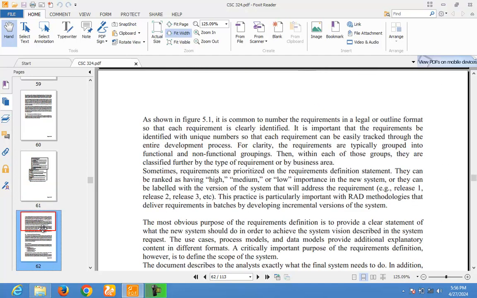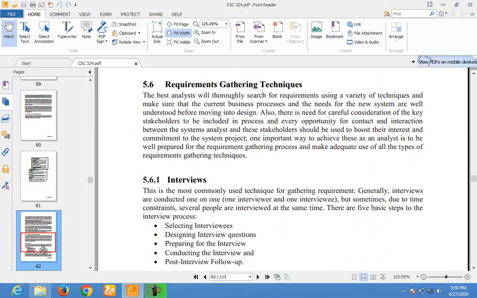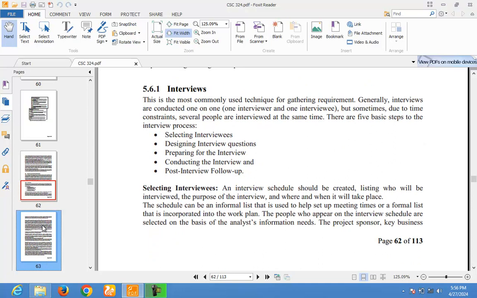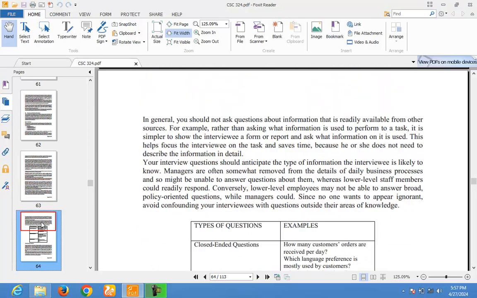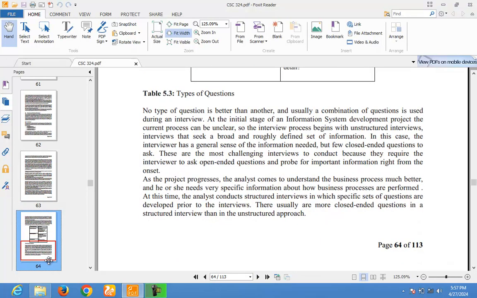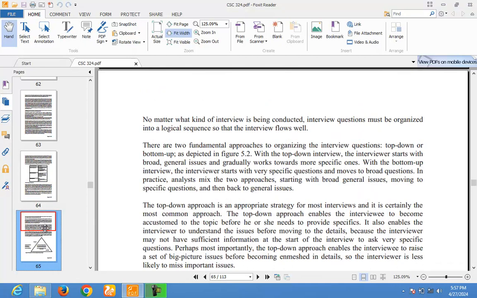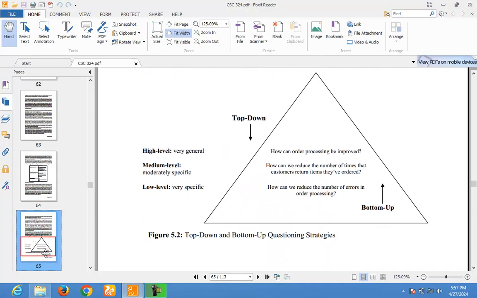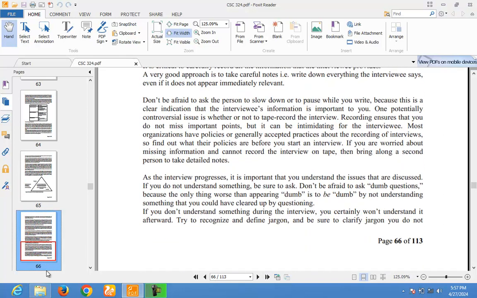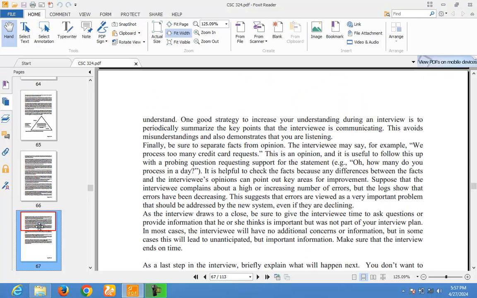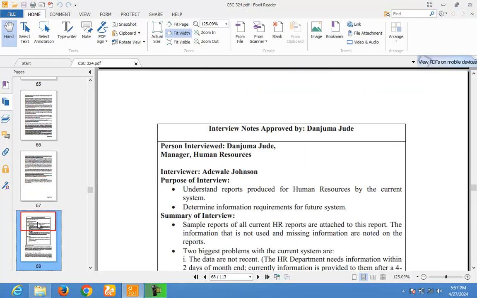I believe you have been able to go through the material, and these are techniques to gather requirements. You can do interviews, questionnaires, and so many other methods of gathering information on what is expected to be done in upgrading or updating your system. These are questioning strategies, bottom up and top down strategies of preparing interviews and getting information from users or developers that will make the system well improved.